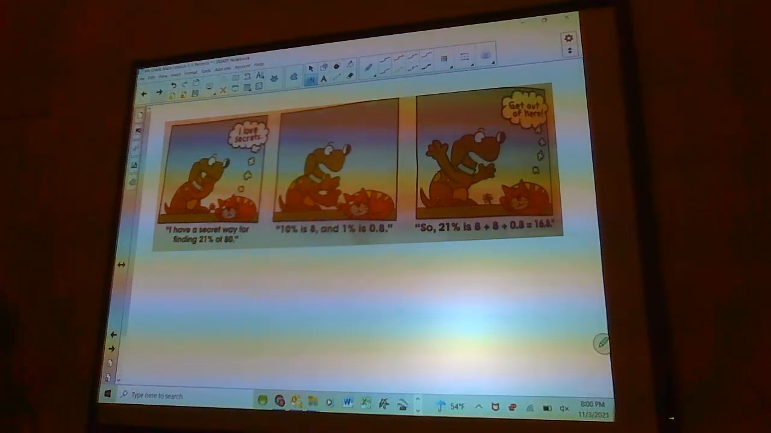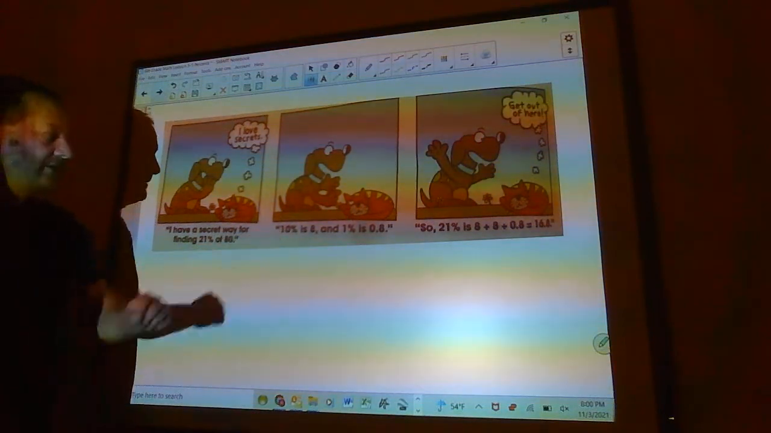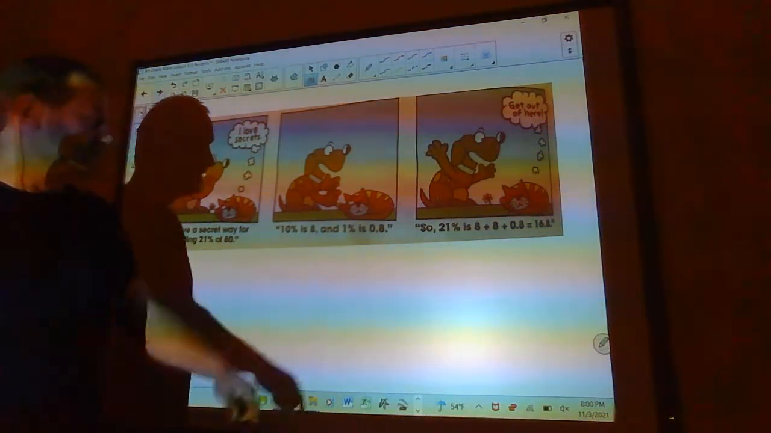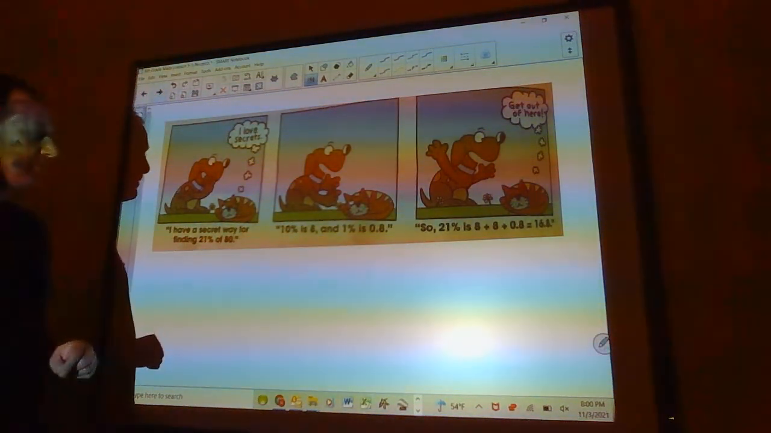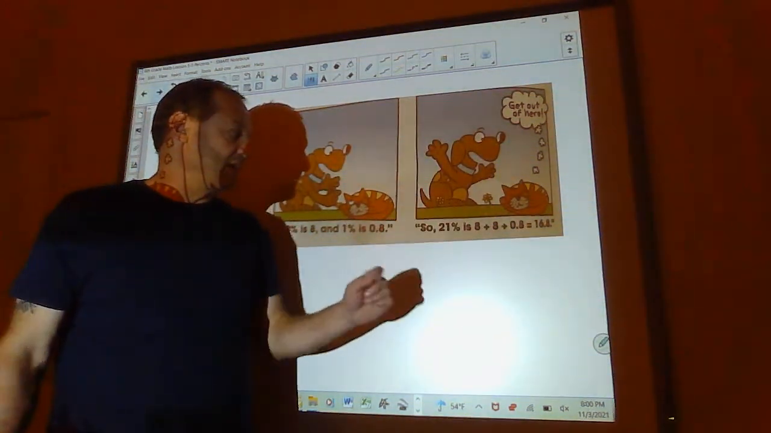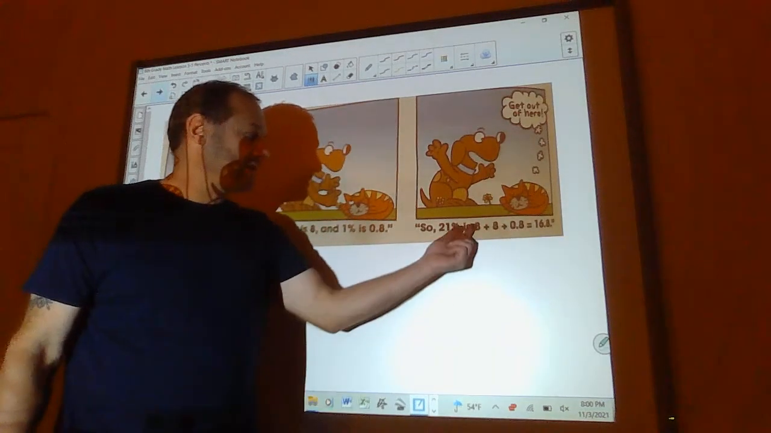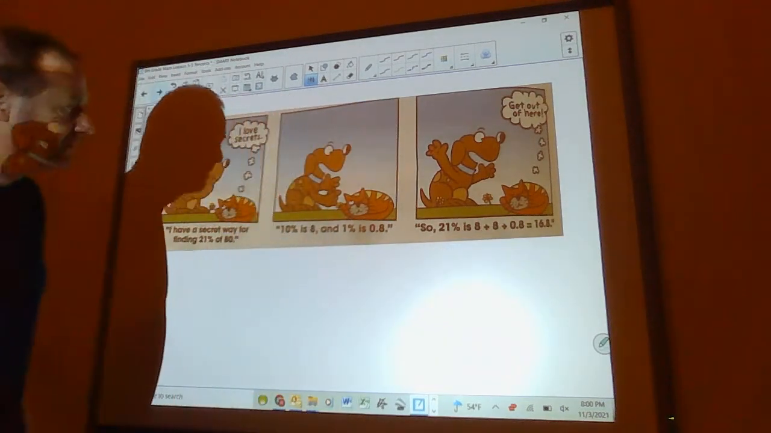Ooh, I have a secret way of finding 21% of 80. Okay, so 10% of 80 is 8. 1% is 0.8. Remember, you just move the decimal when you do that. So 21% is 8 plus another 8, because that's 10% plus 10% plus another 1%. So that's going to be 16.8. Piece of cake.